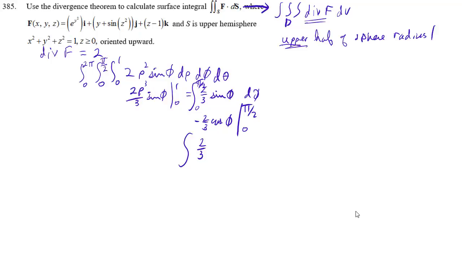Finally, we need to integrate that from 0 to 2 pi with respect to theta. That would be a 2/3 theta, which would be 2 times 2 pi, which would be 4 pi over 3 minus 0, which would just be 4 pi over 3.